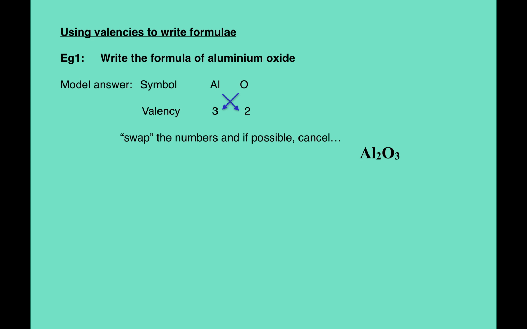Now, we can use this information and these valencies to write formulae. So there's a simple trick here to write formulae. If I take, for example, aluminium oxide, aluminium's got a valency of 3 and oxygen's got a valency of 2. So what we do is we swap their valencies. If possible, we cancel, but we swap their valencies. So aluminium is 2, because that's what oxygen's was, so they swap, and oxygen is 3, Al2O3.